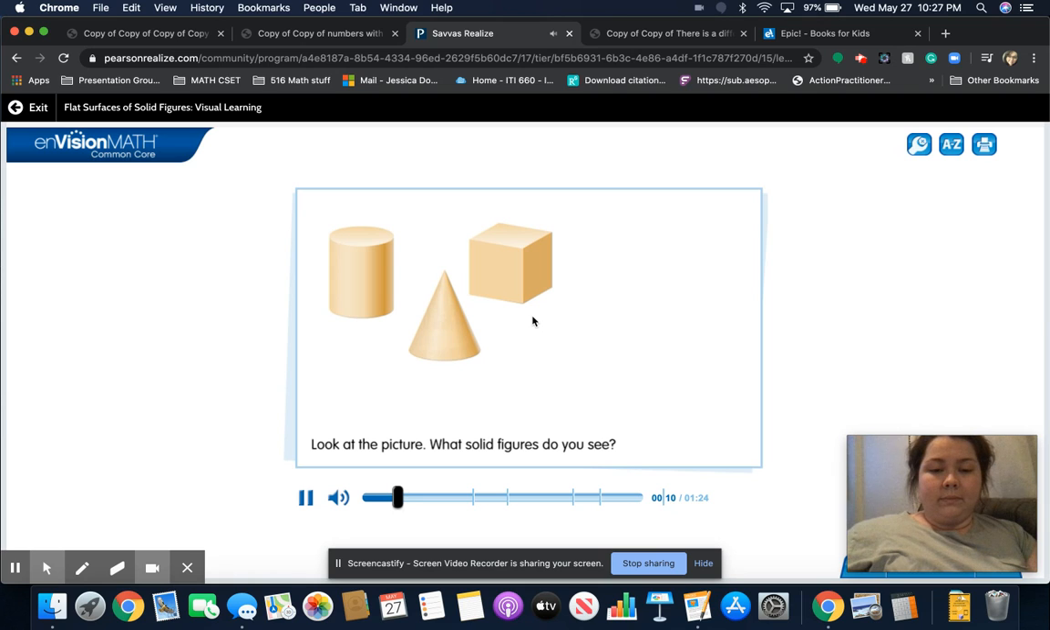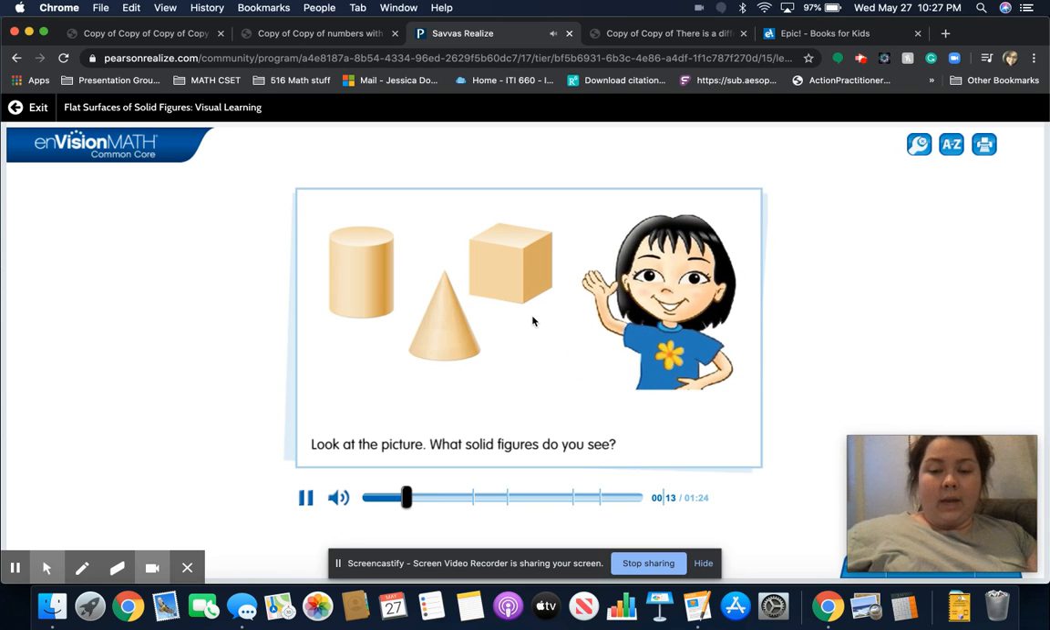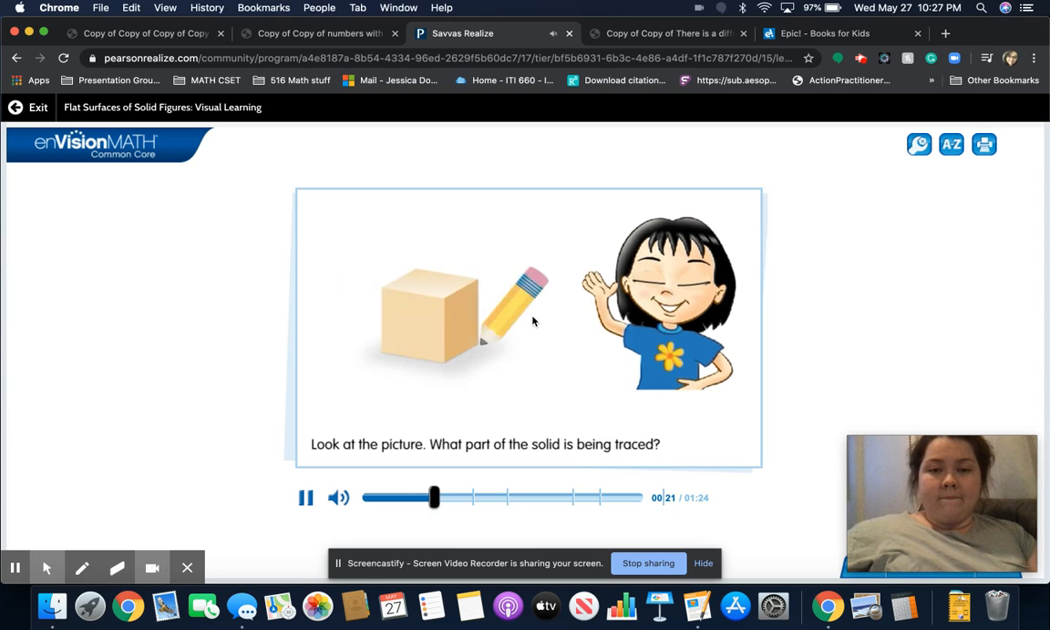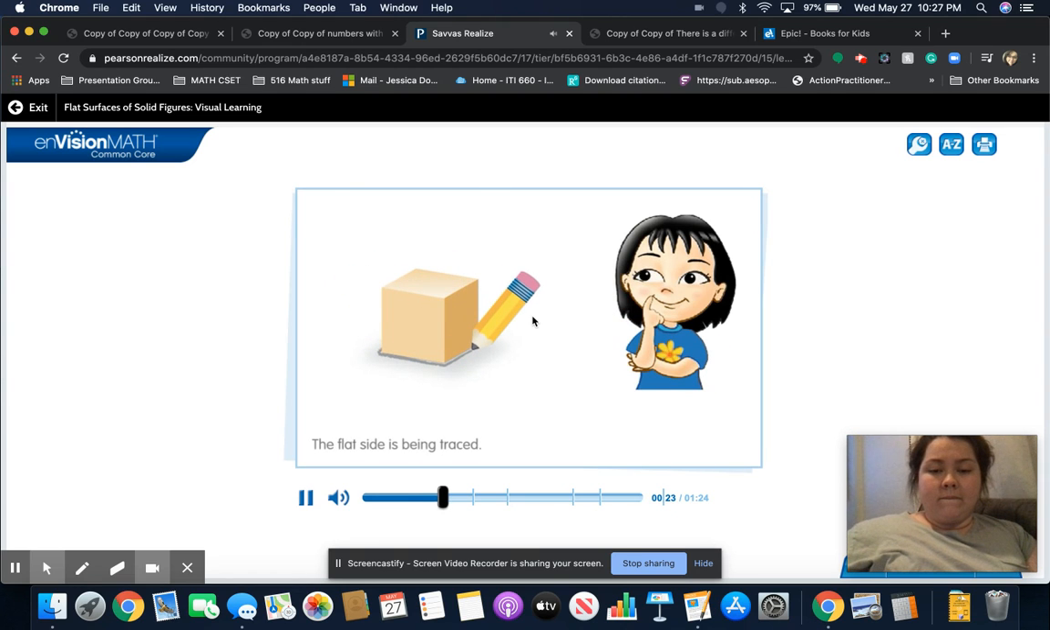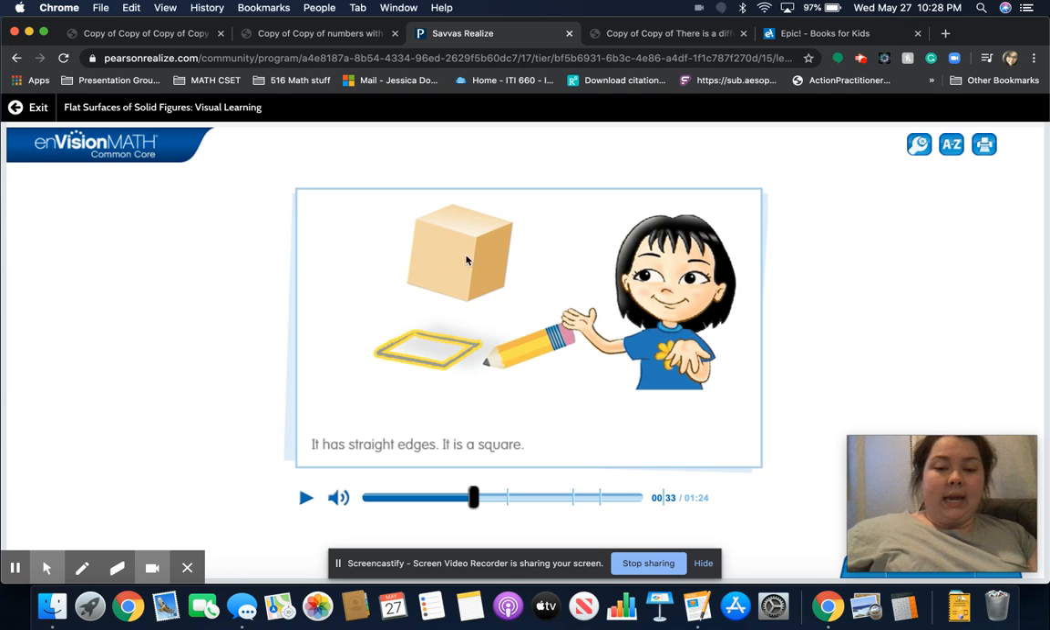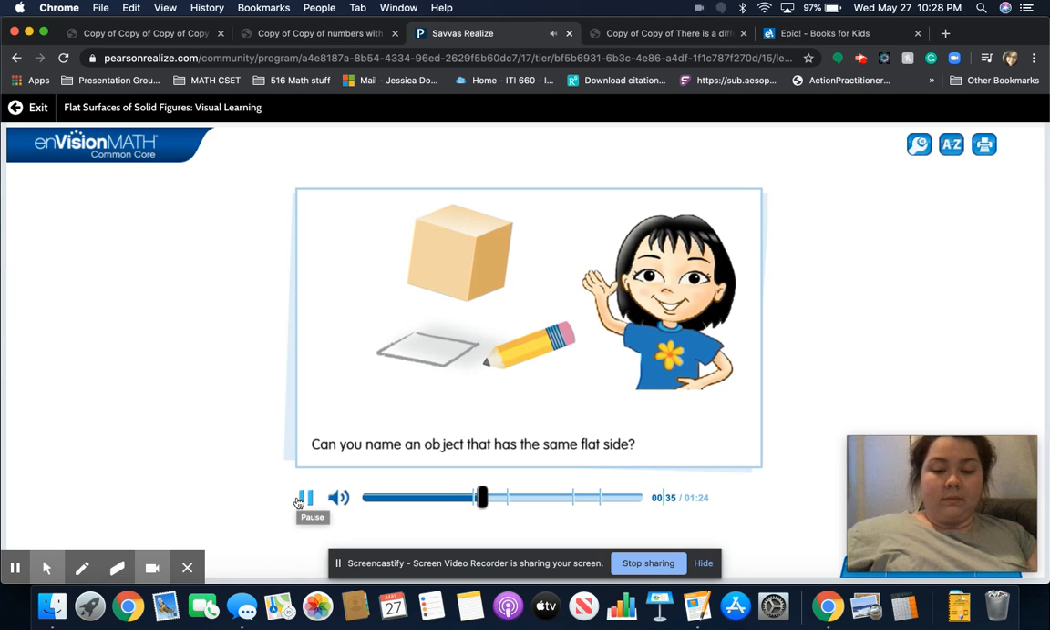Look at the picture. What solid figures do you see? I see 3 of them. There is a cylinder, a cone, and a cube. Look at the picture. What part of the solid is being traced? The flat side is being traced. What does the traced shape look like? It has straight edges. It is a square. So we can see the flat side of the cube is a square. Can you name an object that has the same flat side? A block has the same flat side. A block is a cube.